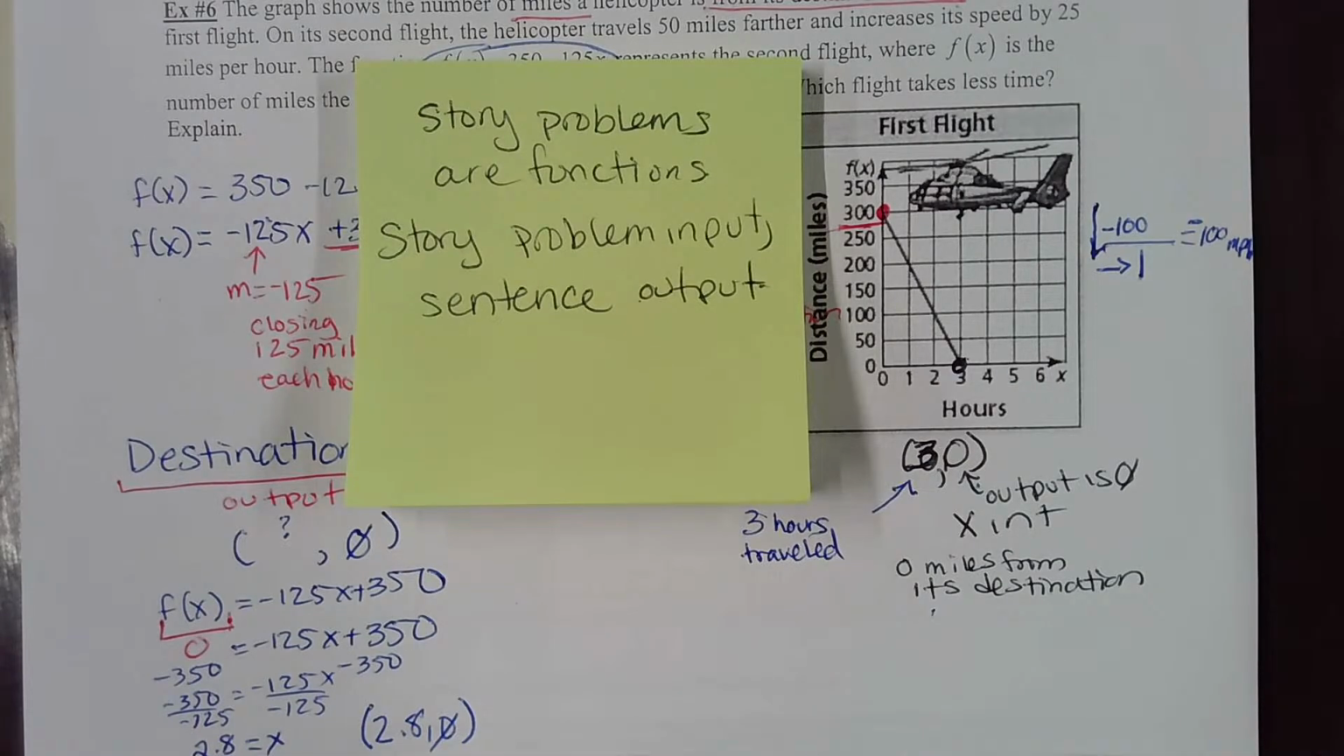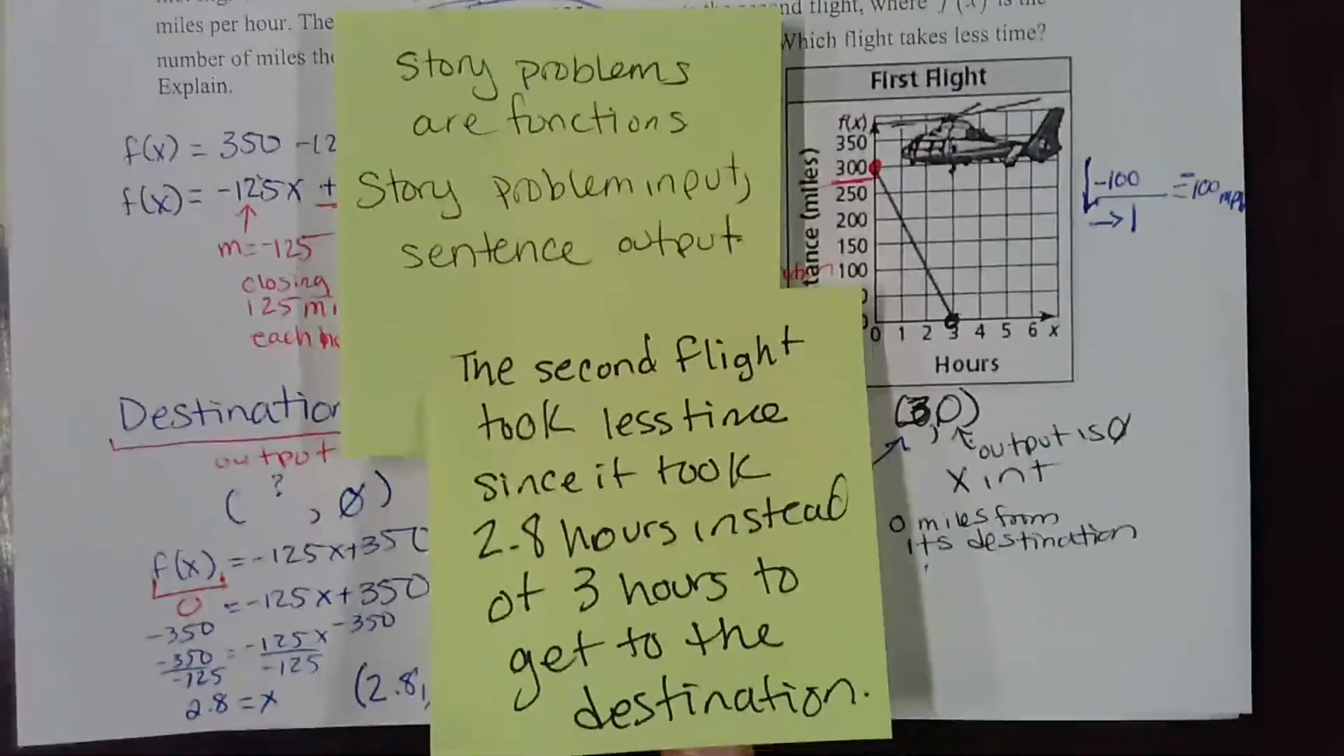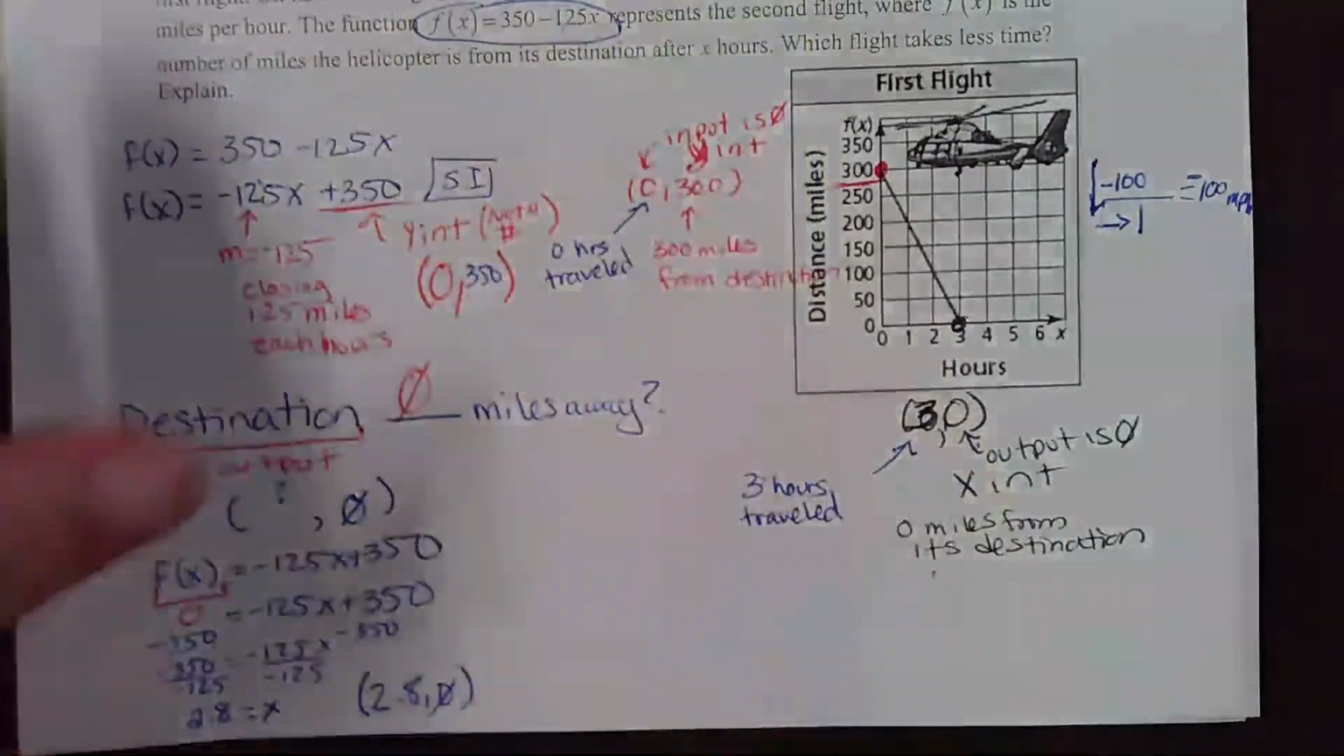Do you have an answer? Pause the video and write one down. I said the second flight took less time since it took 2.8 hours instead of 3 hours to get to the destination. How'd you do? Did you learn a lot?